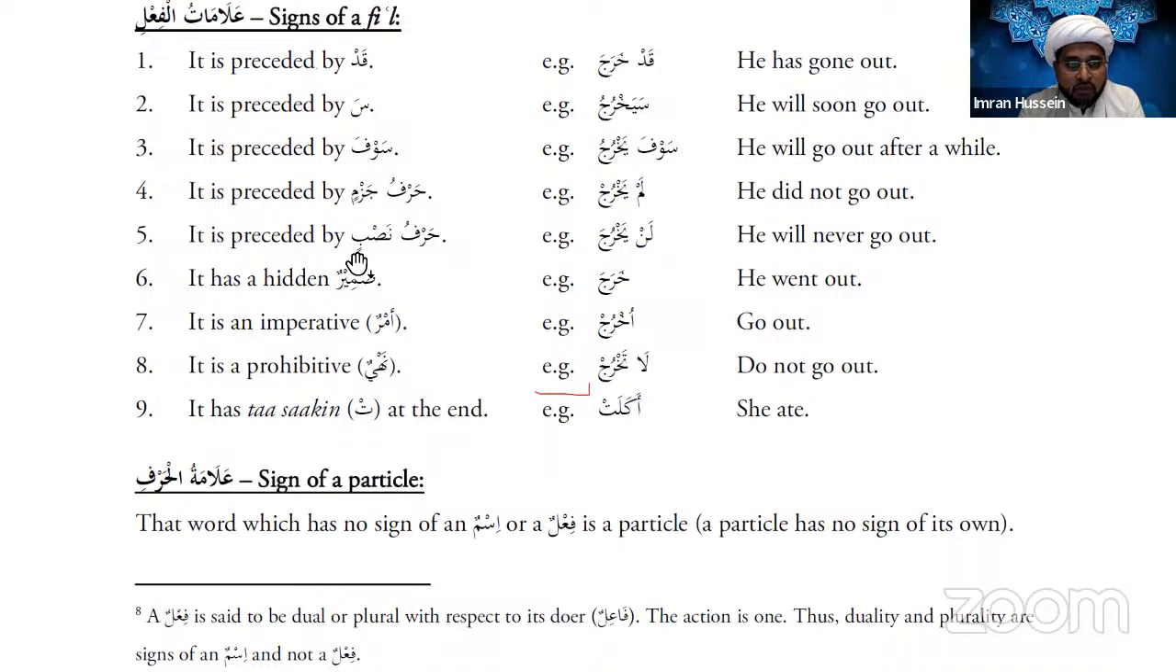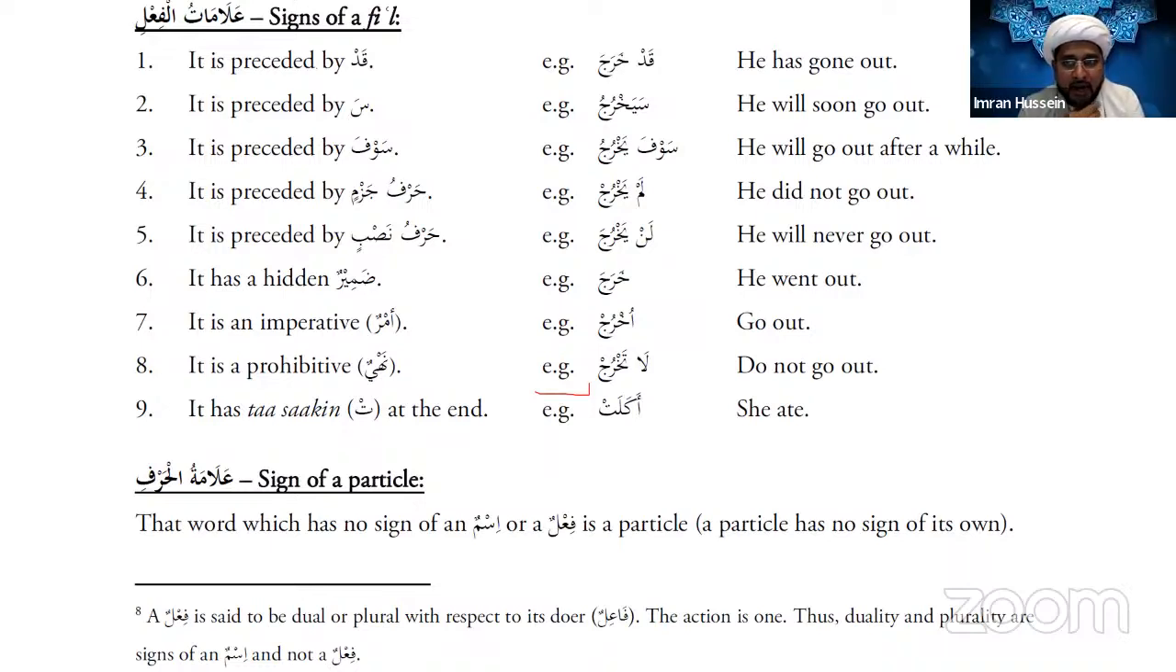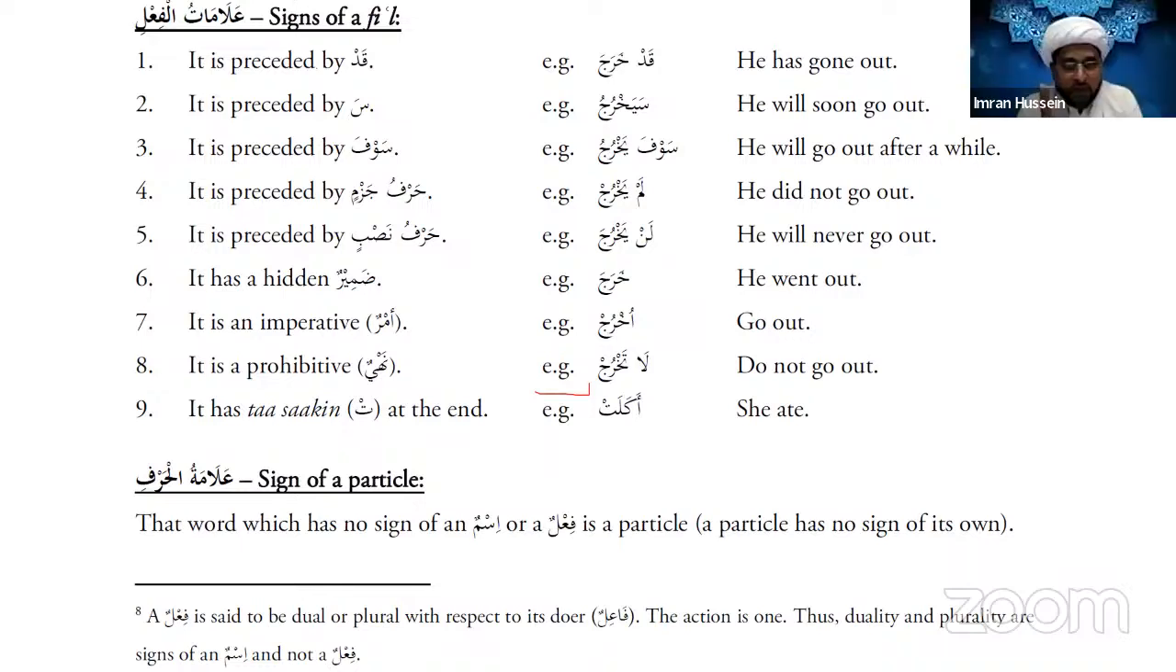Now, ta sakin. What did we say before about the sign of a noun? Anyone? Exactly, we said ta marbuta. Now, ta marbuta is a sign of a noun, but a flat ta is a sign of a verb. So whenever you see a flat ta in the Quran, you will understand that, like akalat, as it says here, she ate. Whenever this ta comes, it is a sign of a verb, not a noun.